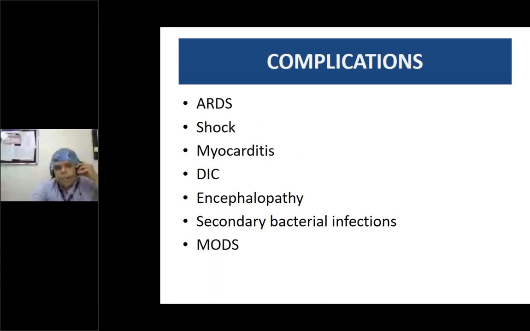And what are the complications they can land up with? They can have acute respiratory distress syndrome, shock, myocarditis and pericarditis, which are very well reported, disseminated intravascular coagulation, encephalopathy, and secondary bacterial infections. These children are at risk of developing secondary bacterial infections, and we have to suspect them especially when the counts are very high, and they may end up in multi-organ dysfunction syndrome.